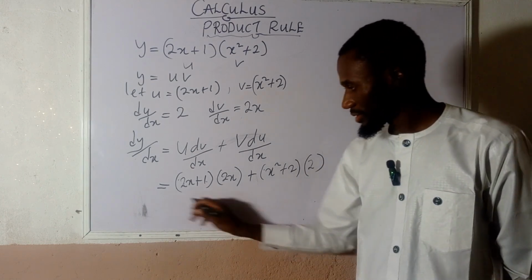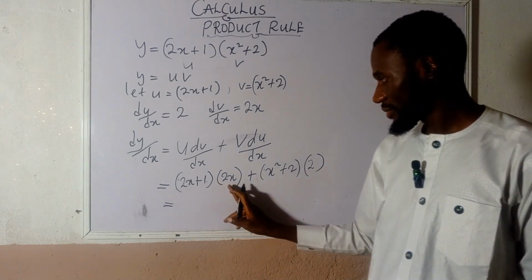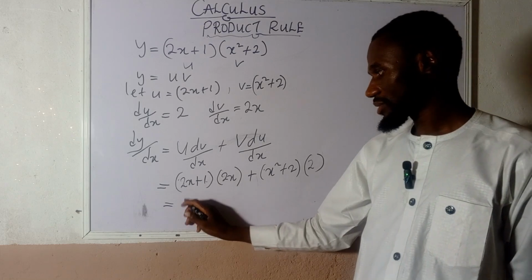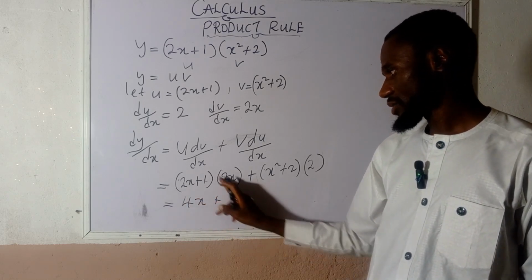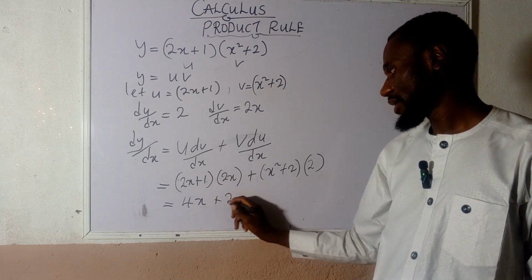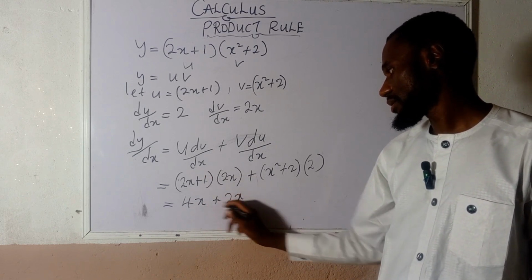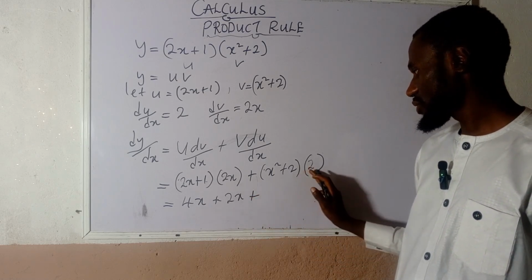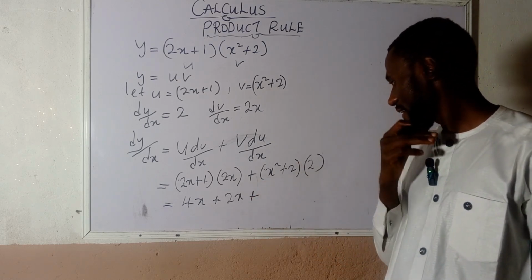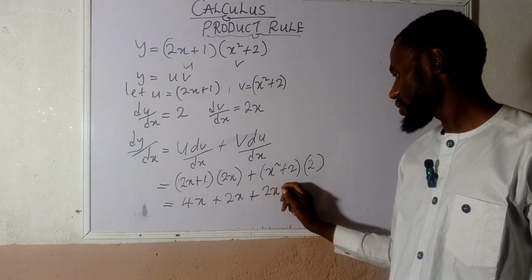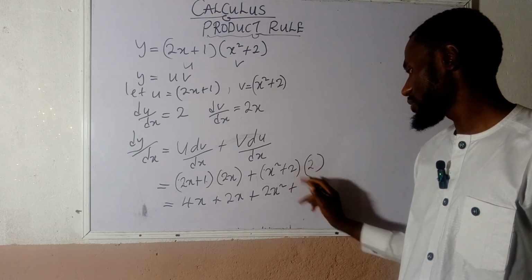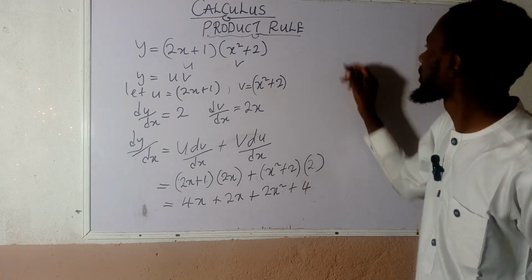Let's open the brackets. If you have 2x multiplied by 2x, here we have 4x squared, plus 2x multiplied by 1, here we have 2x, plus 2 times x squared, here we have 2x squared, plus 2 times 2, here we have 4.